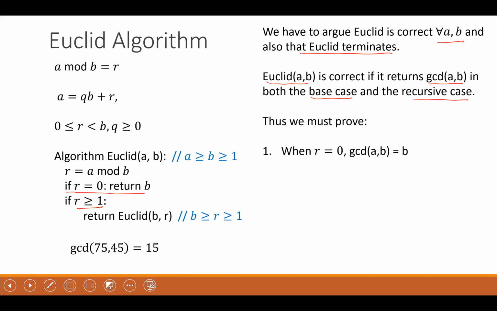Okay, so we want to prove when R is equal to 0, the greatest common divisor of A and B is B. So this will prove the base case of Euclid's algorithm.